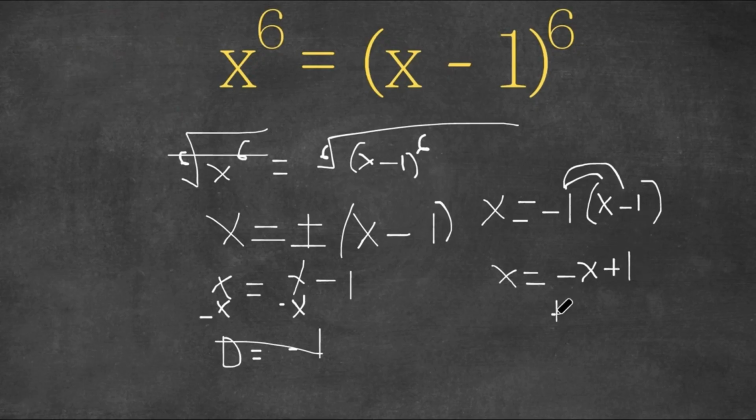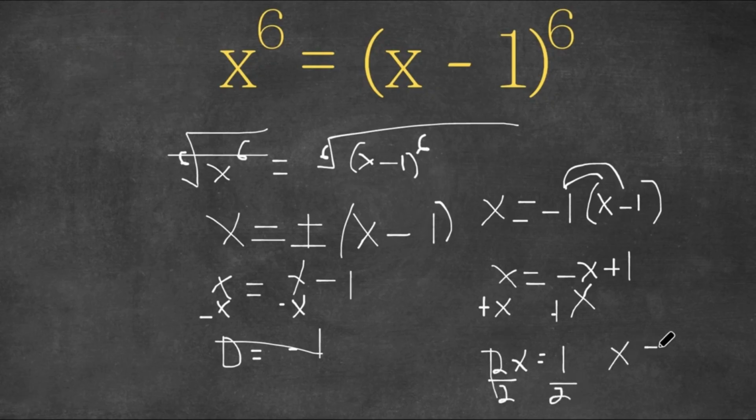And now we're going to add x on both sides. x plus x is 2x equals 1. Now to isolate x, we're going to divide by 2 on both sides. These two cancel out, so we're simply left with x equals 1/2. And this is our answer to this equation.